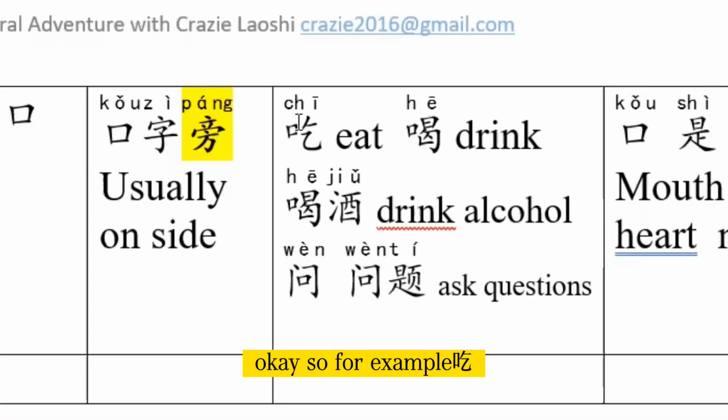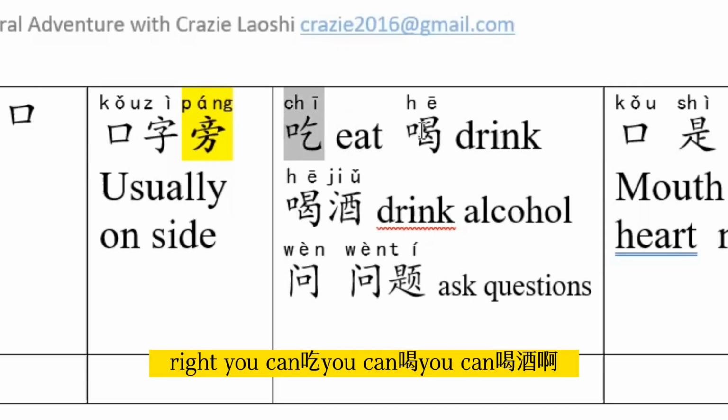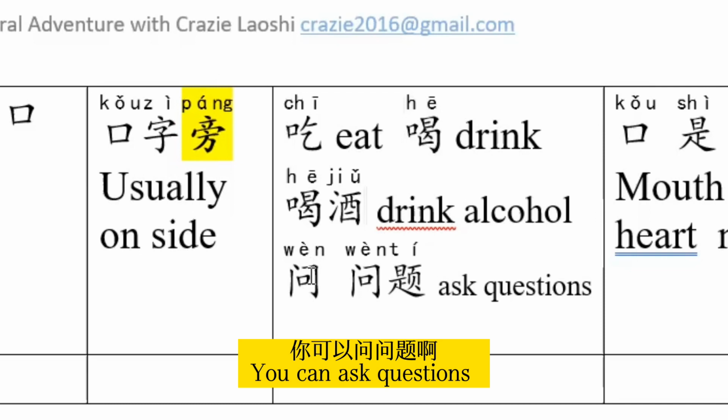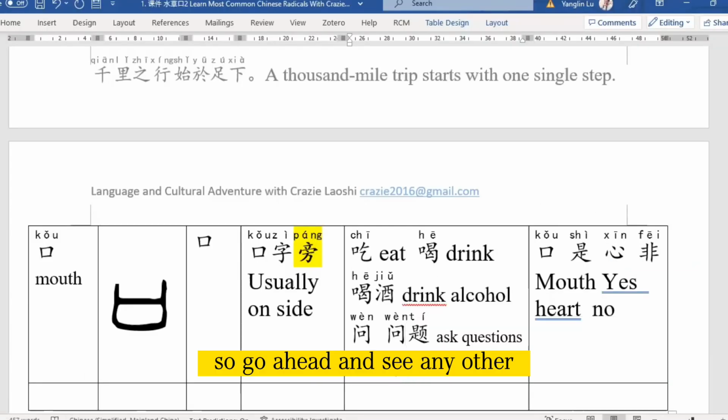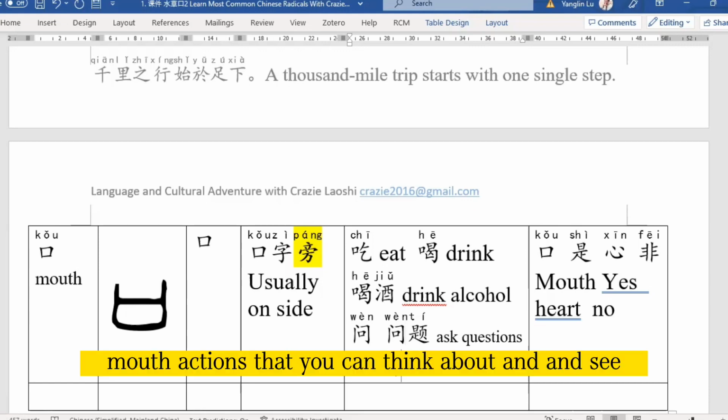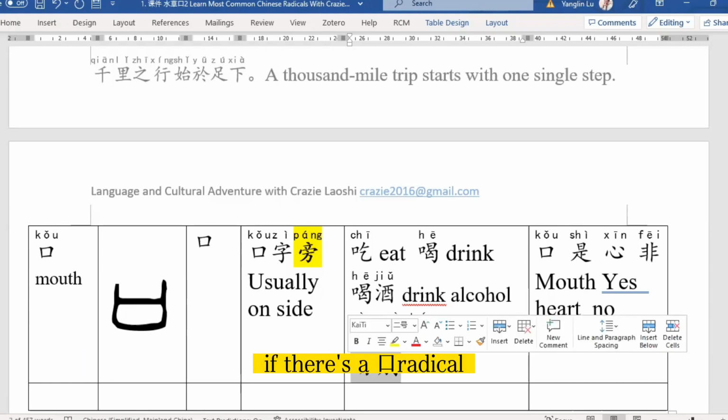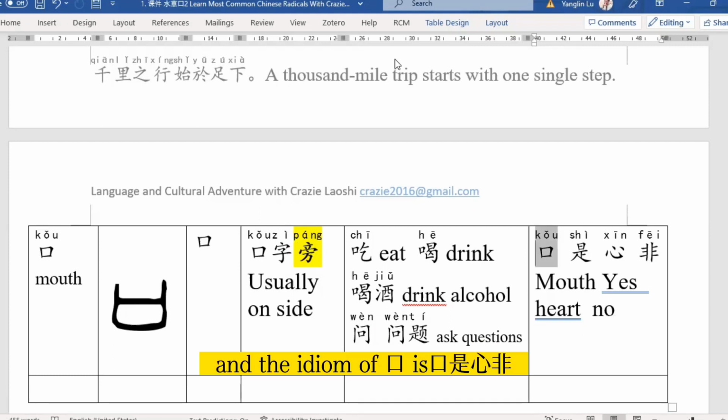So for example, 吃, right? You can 吃, you can 喝, you can 喝酒, 你可以问问题, 问问题, okay? So go ahead and see any other mouth actions that you can think about and see if there's a 口 radical, 口字旁. And the idiom of 口 is 口是心非.